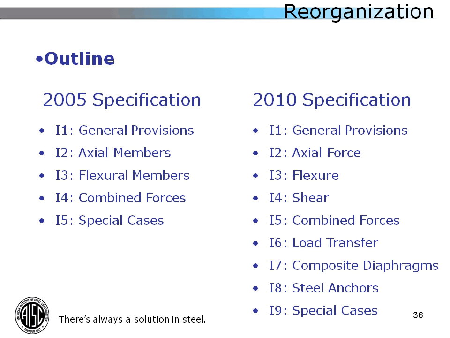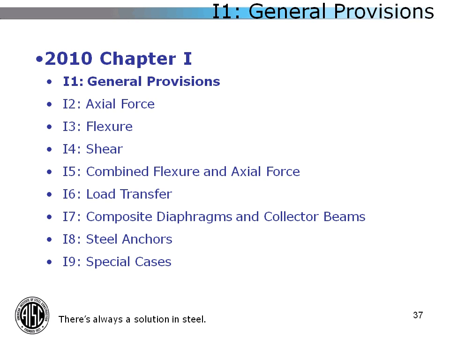So as far as a rundown of the reorganization goes, in 2010 the first three sections are the same as they were: general provisions, axial force, and flexure. Then we have this new section, I-4 on shear, combined forces in I-5, and new sections, I-6 on load transfer, I-7 on composite diaphragms, and I-8 on steel anchors. So what I'm going to do for the remainder of part one of the presentation is go through each of these different sections and highlight the revisions that were made and how this might affect your day-to-day design.